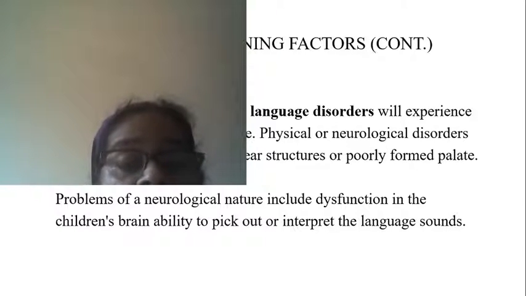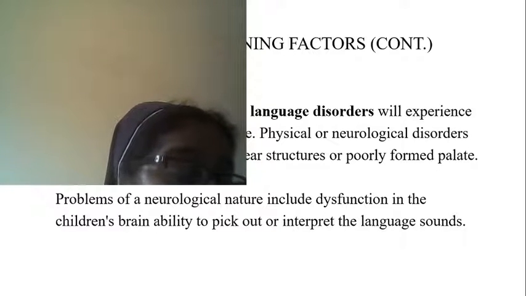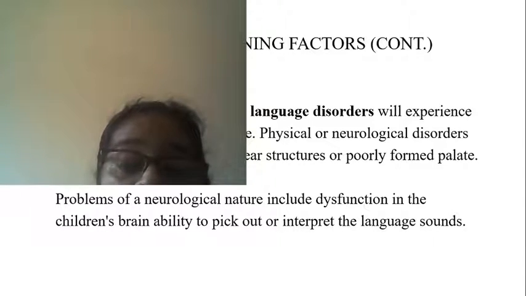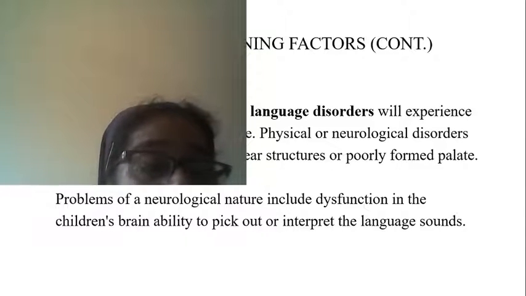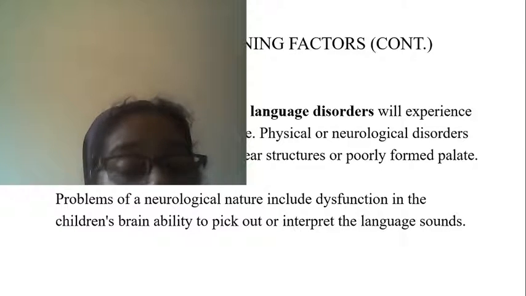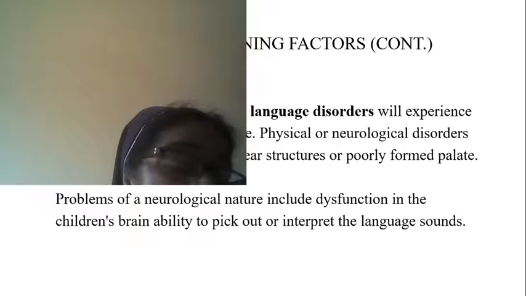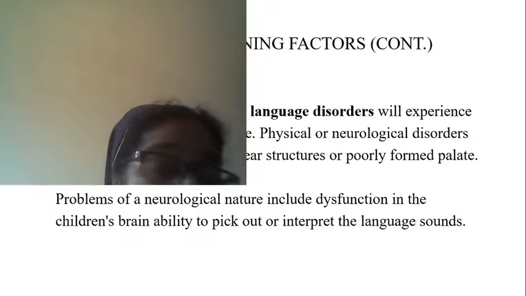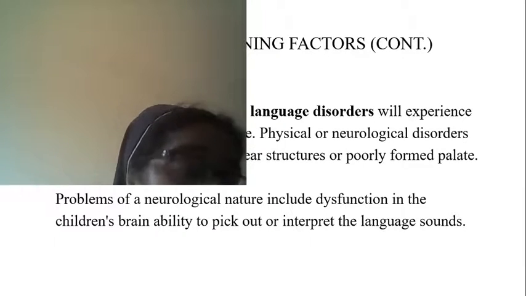Young children with congenital language disorders will experience problems in learning a language. Physical or neurological disorders include malformation of inner ear structures or poorly formed palate. So, for example, children who can't hear, impaired hearing, children who may not be able to utter certain pronunciation or certain sounds. Problems of a neurological nature include dysfunction in the children's brain ability to pick out or interpret the language sounds. So any deficiency in the language area of the brain will be a hindrance for the child to pick up the sound.